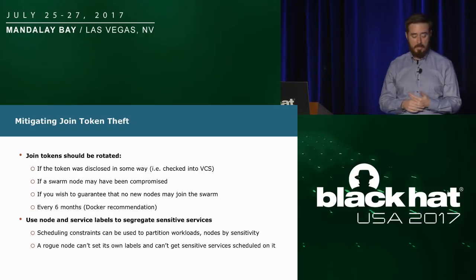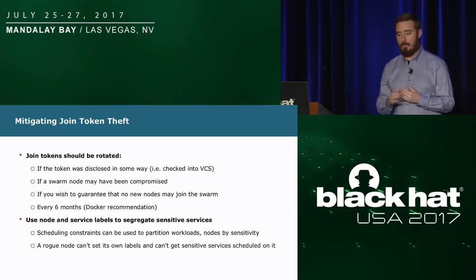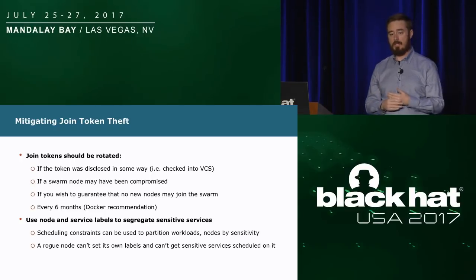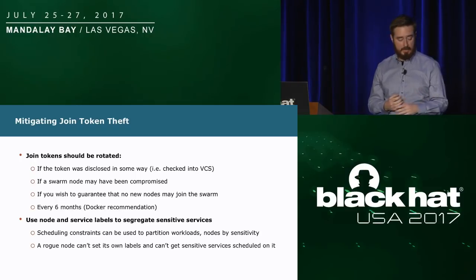If you wish, you can also rotate it if you want to guarantee that no new nodes can join the system. However, when you do this, you're preventing the swarm from auto-scaling up new nodes. And if you're using an auto-scaling group in something like AWS, this might not be desirable. Or at minimum, rotate every 6 months.